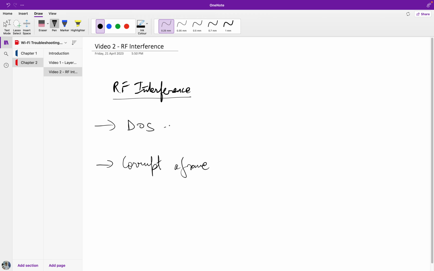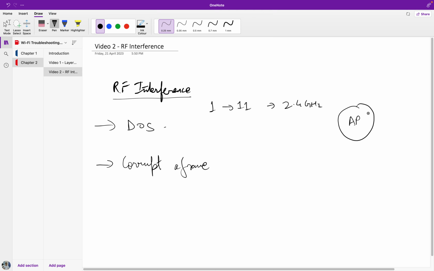As we understand, there are different channels available to transmit data in an RF medium, 1 to 11 in the 2.4 gigahertz spectrum. We'll just take this example for now. If there is one radio transmitting in one frequency, the other radio cannot transmit in that frequency. That's the rule of Wi-Fi in a half duplex medium. There can only be one radio transmitting a frame in a single frequency. So if an AP is working on channel number 1, only one radio can transmit on channel number 1. If another radio hears anything transmitting on channel number 1, it will defer the transmission.